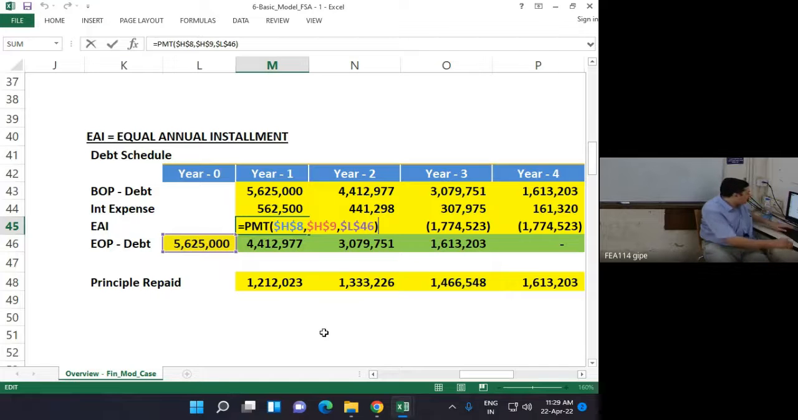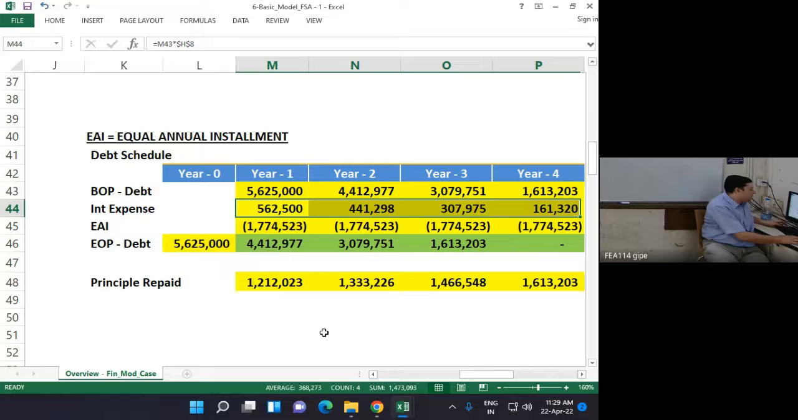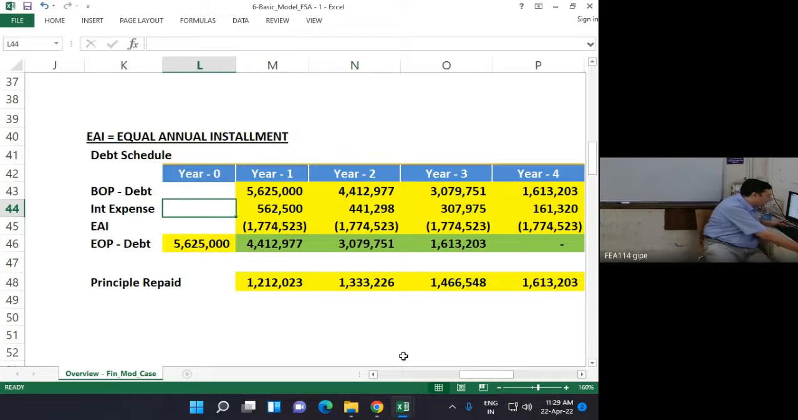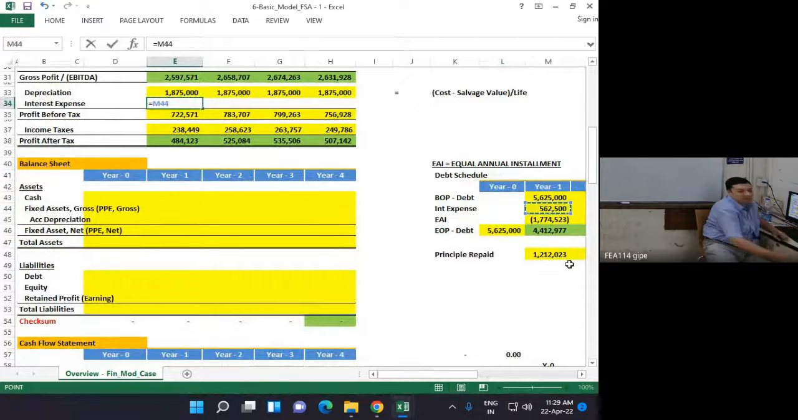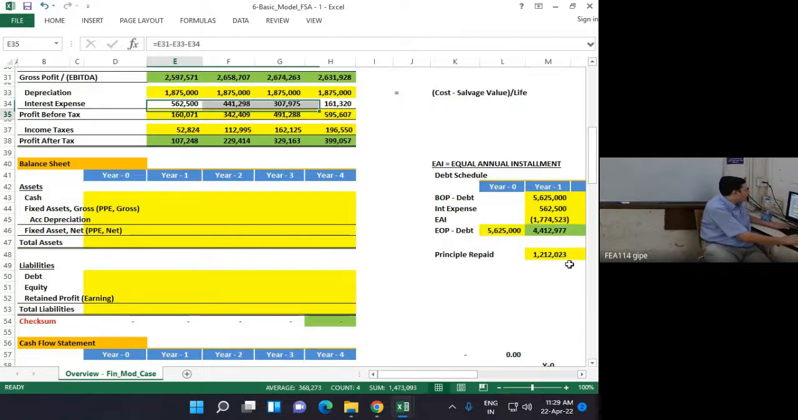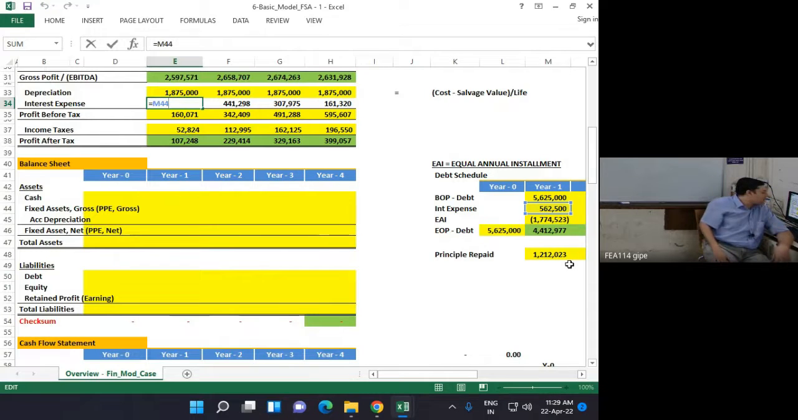Okay, and last step, this interest will now go back into the income statement. Remember, in the income statement we had kept interest blank. Don't copy paste, link it, equal to that cell. If you copy paste, the formula gets copy pasted, so link it. And the first year's PAT will go down to 1 lakh, last year's is 3 lakh 99,000.